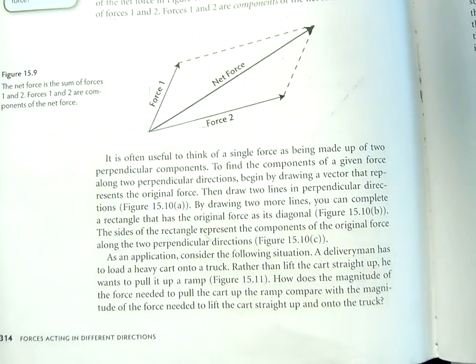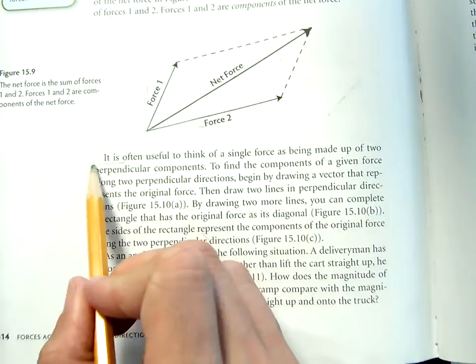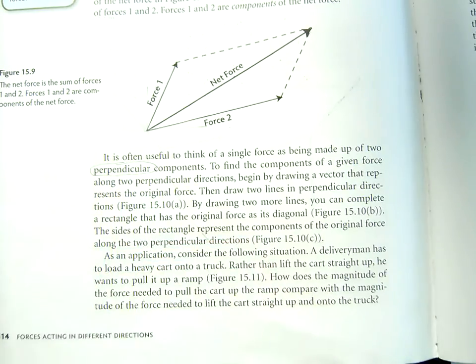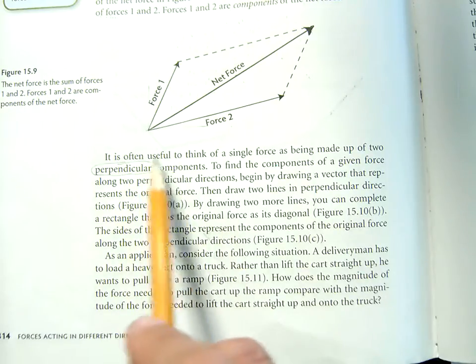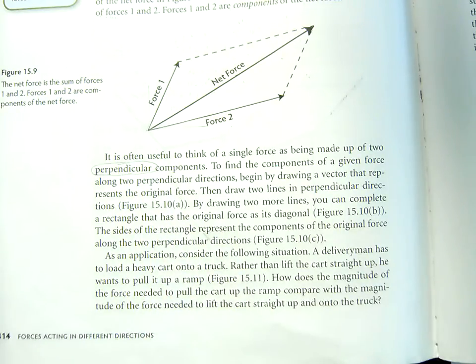So it says, it is often useful to think of a single force as being made up of two perpendicular components. This is the key to this section right here: perpendicular. I'm not sure why, but it does not explicitly come out and tell you that we will absolutely be looking at perpendicular components, but just by suggesting it here, that's what they want you to do. So then it goes on to tell you how you can do that. So I'm going to give you my version.